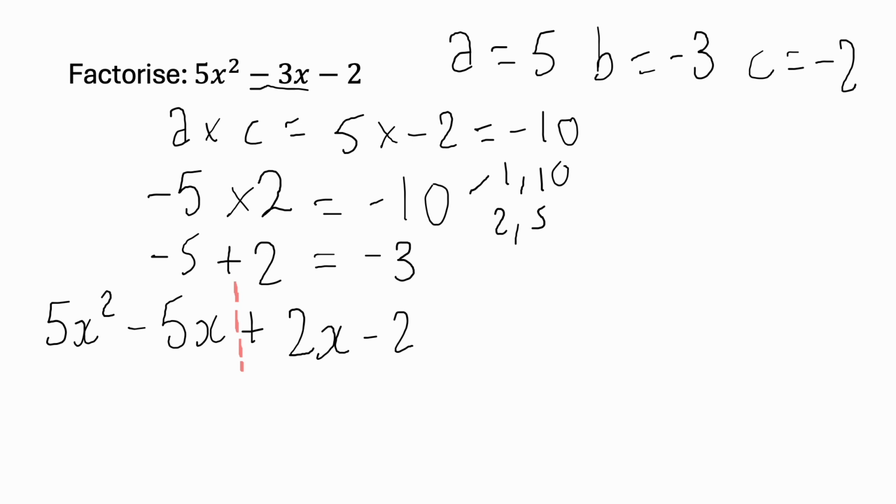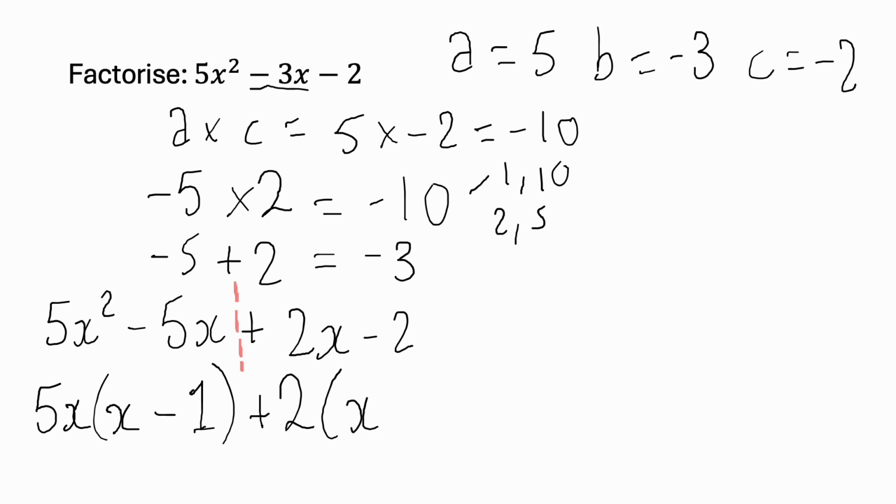Factorize the left-hand side. 5x squared and negative 5x have 5x in common with each other, so that's going to be outside our brackets. 5x times by what makes 5x squared? We need another x to get from x to x squared. And then 5x times by negative 1 would make that negative 5x. This one here, what's in common with 2x and negative 2? That's 2. And then x, because 2 times by x makes 2x. And then negative 1, because 2 times by negative 1 makes negative 2.